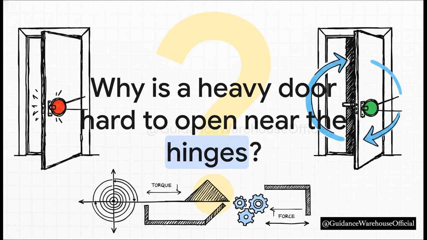Yet, if you just move your hand a couple of feet over and push near the handle, that exact same door, with the exact same mass, swings open with practically zero effort. So why does the exact same object resist your force so much more in one spot than another? Well, it all comes down to the physics of rotation.